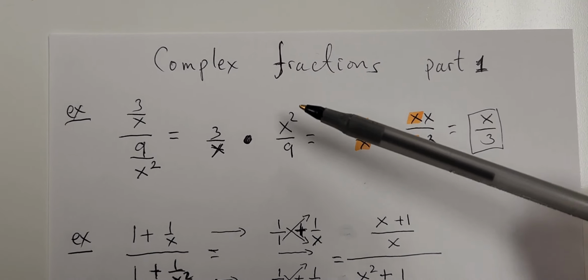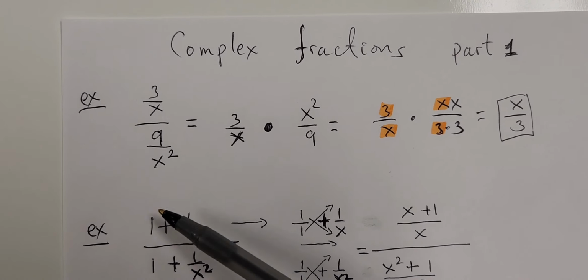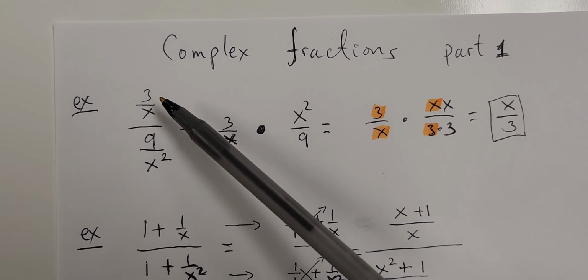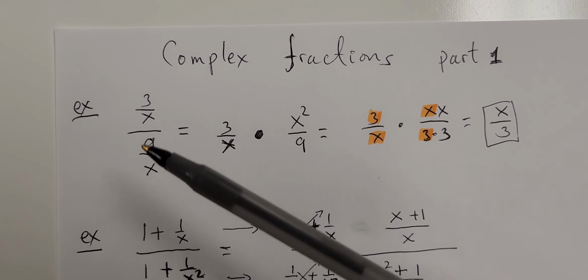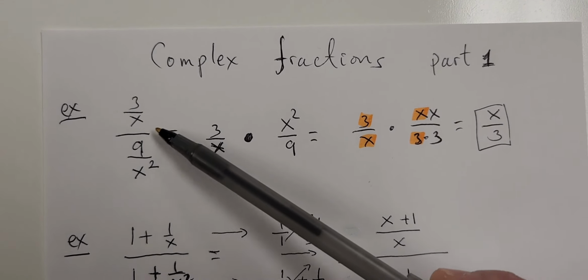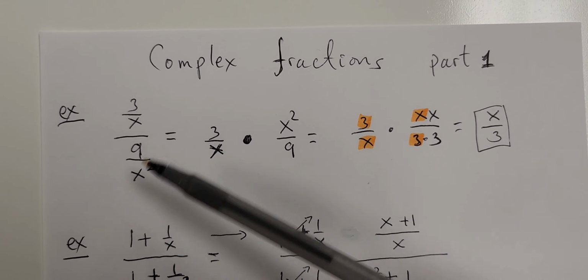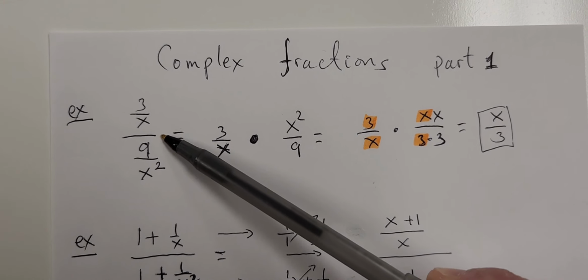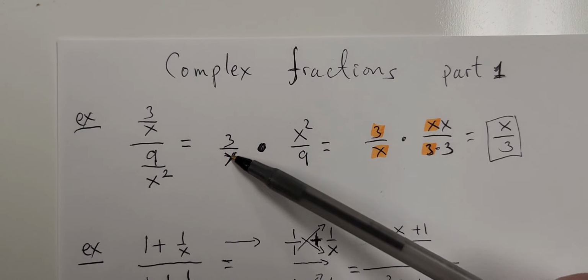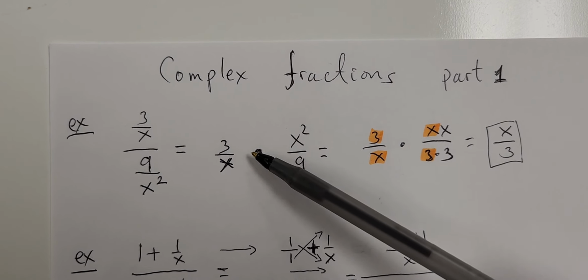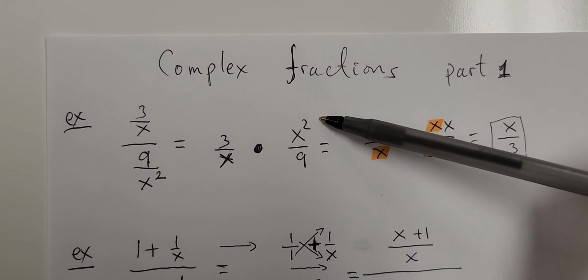This lesson is complex fractions part 1. Here we have an example where I have a fraction divided by another fraction. We are going to use the rule keep, change, flip. The top we keep, the division we change to multiplication, and the bottom we flip.